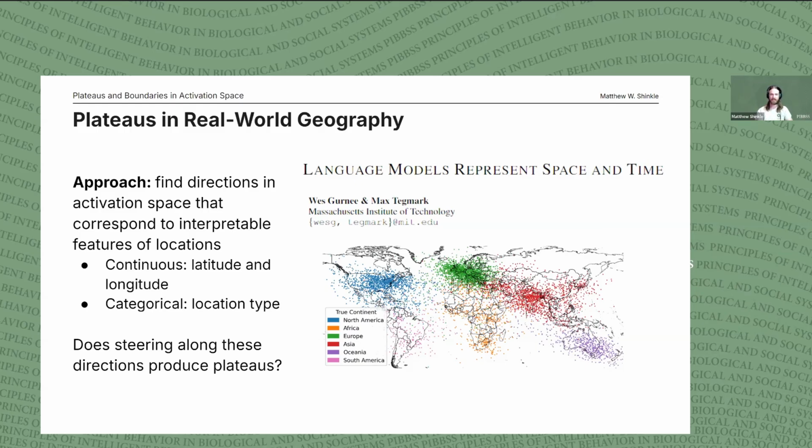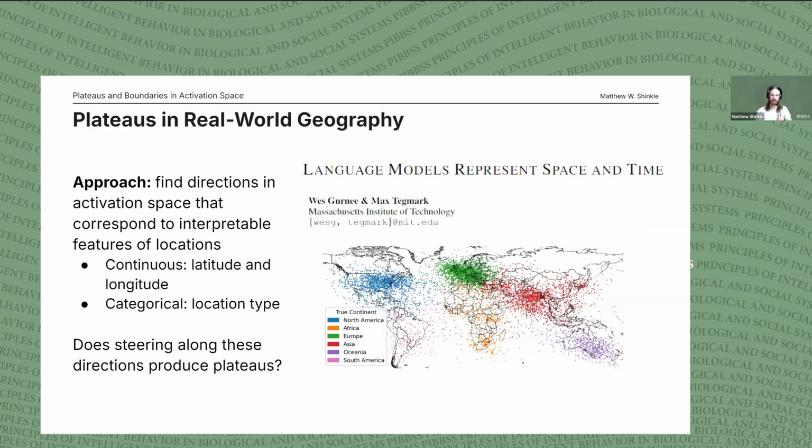I then ran a linear discriminant analysis to find a direction in activation space that best separates these locations into clusters based on these structure types. And this part worked pretty well, consistently finding single directions in activation space that enable training of linear classifiers with at or greater than 90% accuracy of classifying these locations based on their structure.